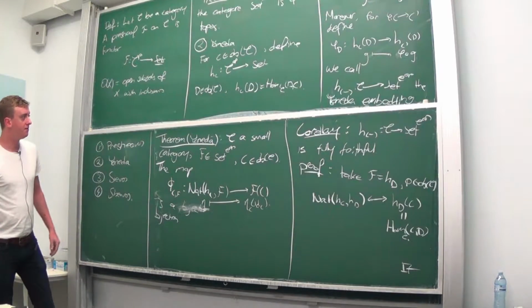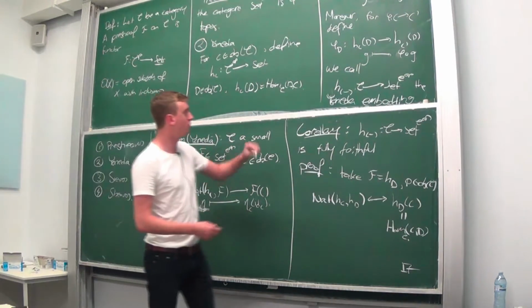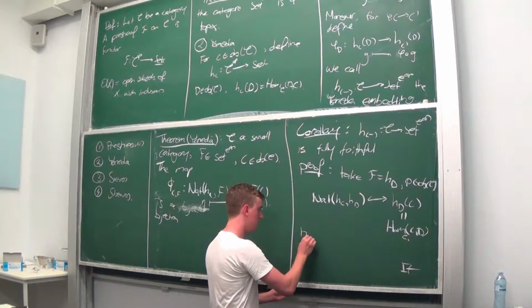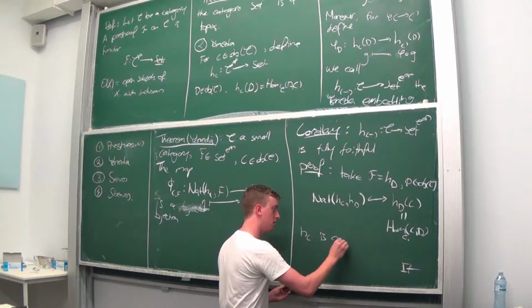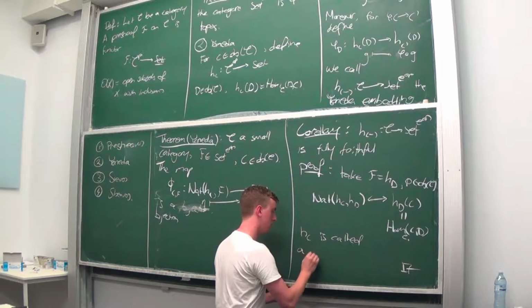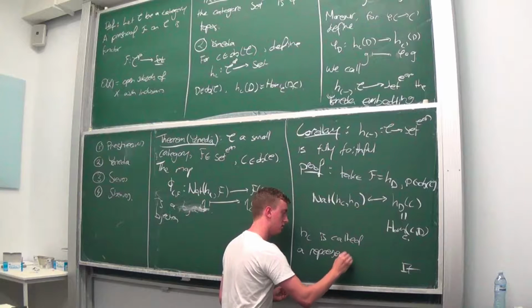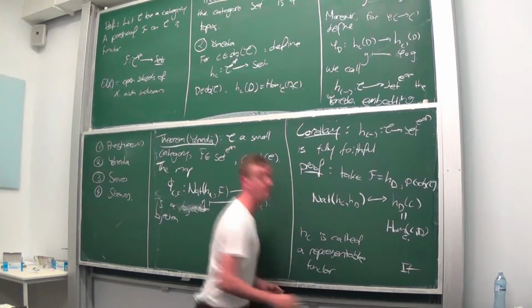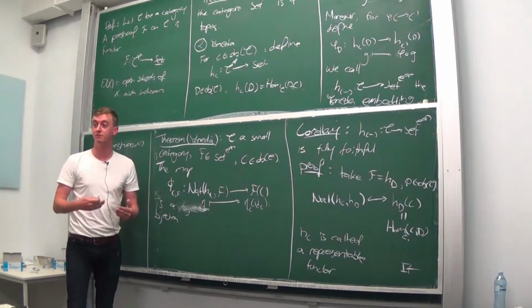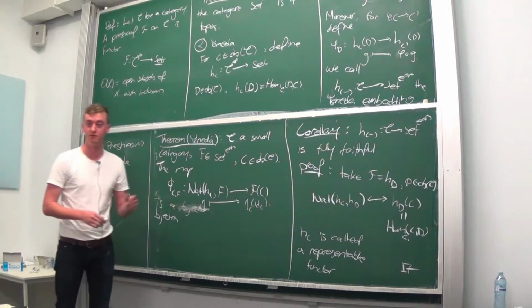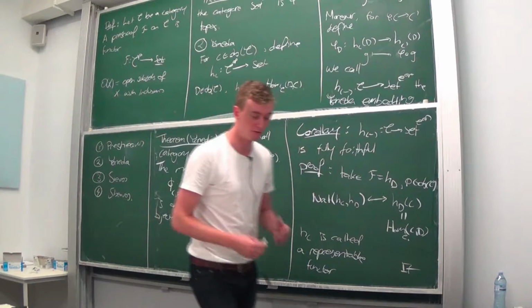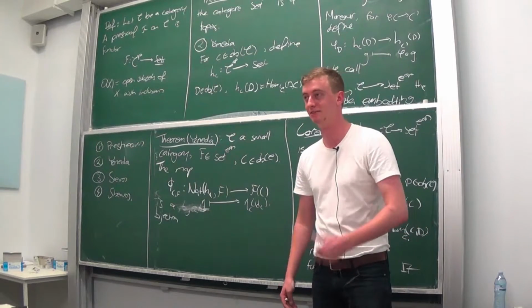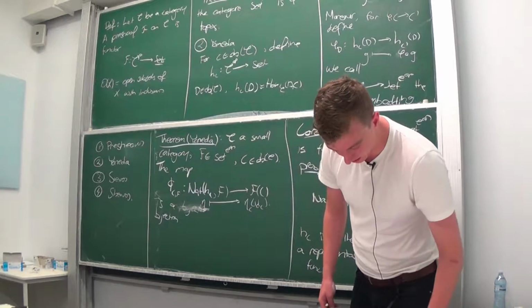So with this in mind, I'm going to call any functor isomorphic to H_C for some C a representable functor, because this is the functor from C into sets which is represented by an object of C. This won't be too important for the content of this talk, but it just makes it easier to say, I suppose, as I go along. All right.